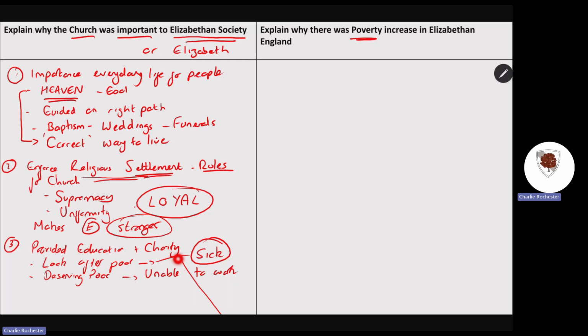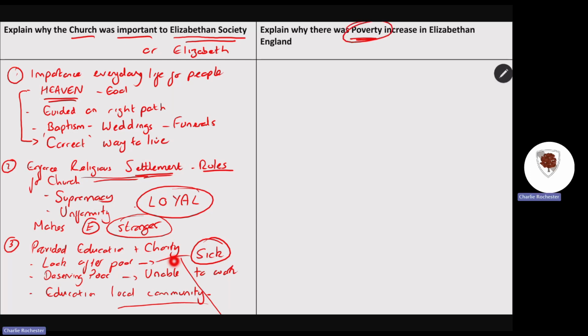You could also ensure that you talk about education of the local community. Education was very limited. So religious schools, Sunday schools would have been very, very important. This would be a very, very tricky question. However, this would be enough to get you the top marks if you remember it.